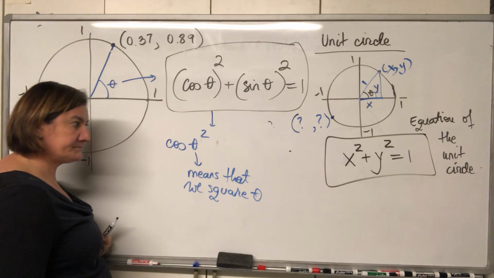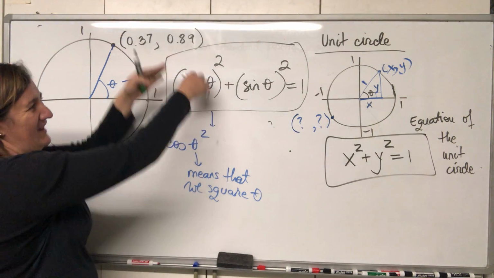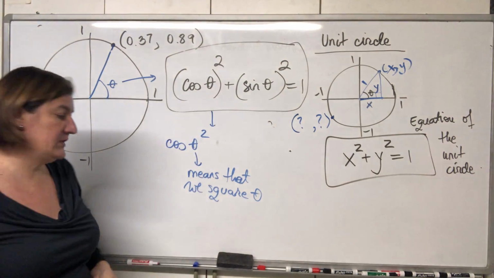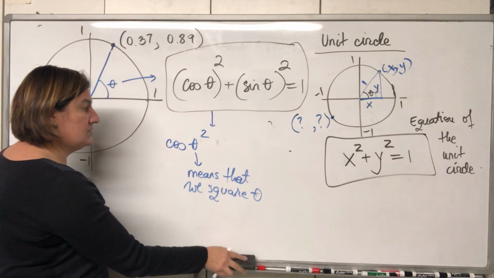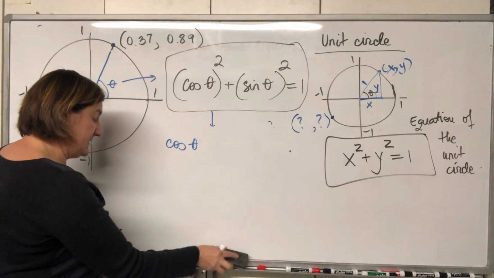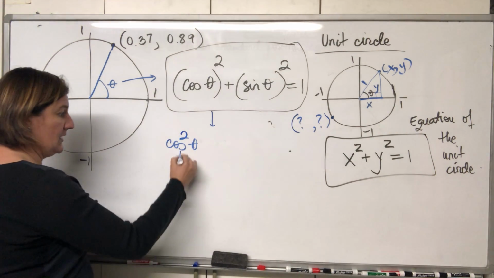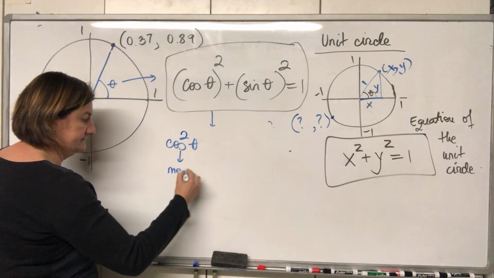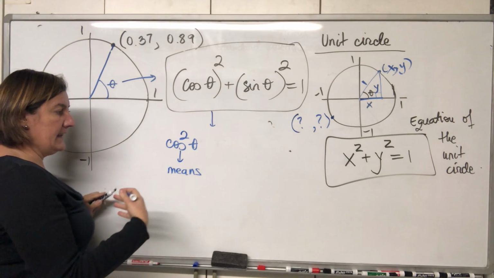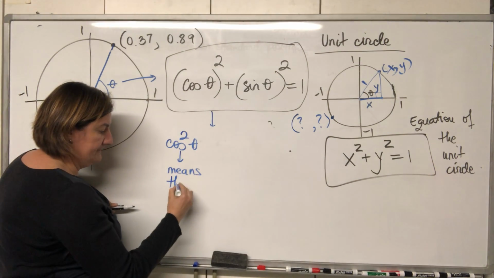Theta, right? So it looks like we're squaring theta. We're squaring the cosine value, but we get lazy and we don't want to write that much. We don't want the parentheses. So to avoid confusion, we're going to put that square on top of cosine. And that now means that we are squaring what? The cosine value. So you put that number inside the cosine, and then you square that answer.